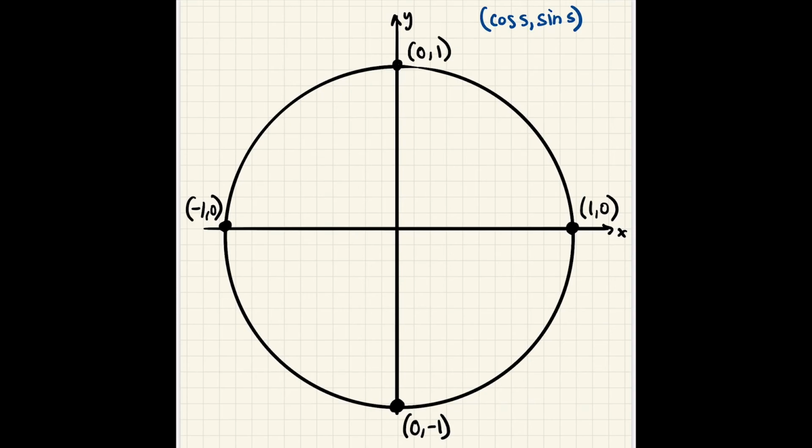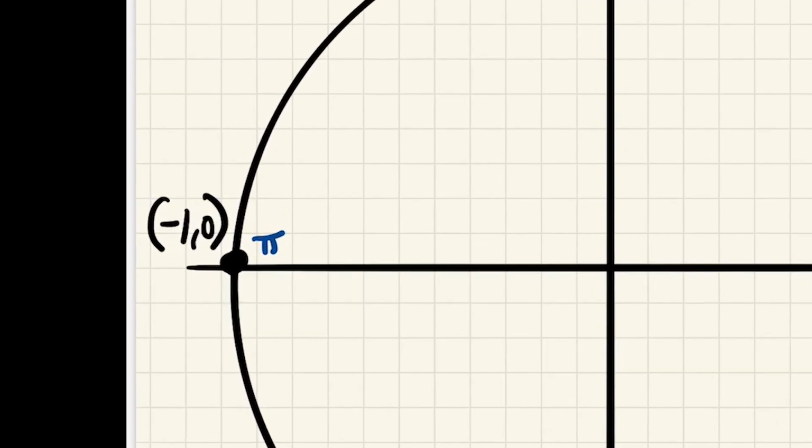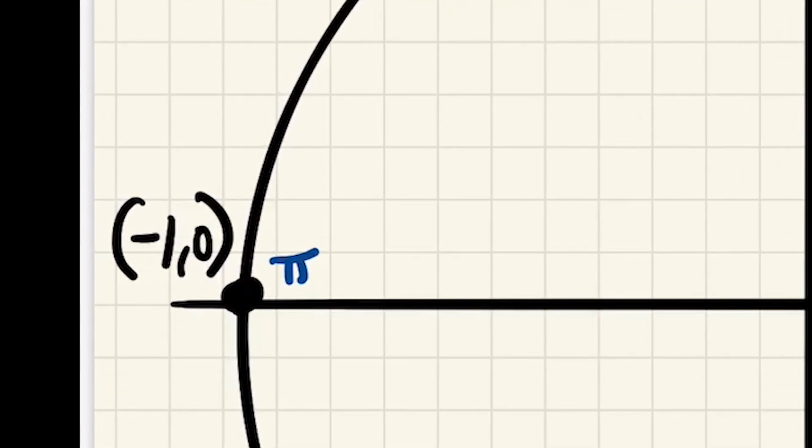So in standard position, this point right here is 0 radians. And this point over on this side is pi radians, because we know pi is 180 degrees. So we can see right away that cosine of pi is -1 and sine of pi is 0. Or equivalently, cosine of 180 degrees is -1, sine of 180 degrees is 0.